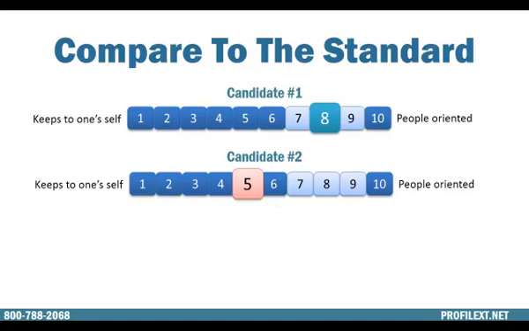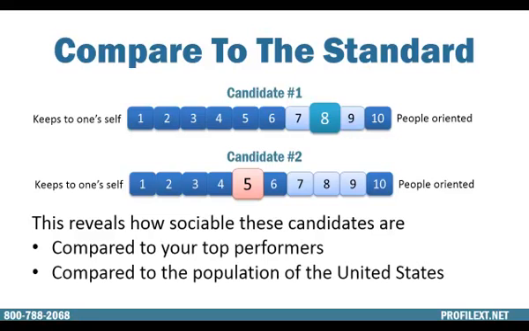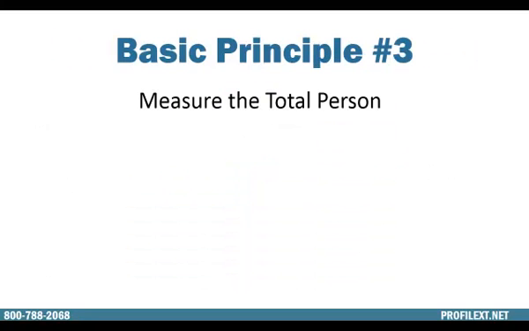It gives you additional information that you really can't get anywhere else. You can't interview for this because people really don't understand how sociable they are, and particularly compared to the general population. They just know how they feel and maybe what their friends say about them, but they have no idea against a fixed standard how sociable they are. This reveals how sociable these candidates are compared to your top performers, compared to the population of the United States. Now you've got something that's valid and can be used in the hiring process.